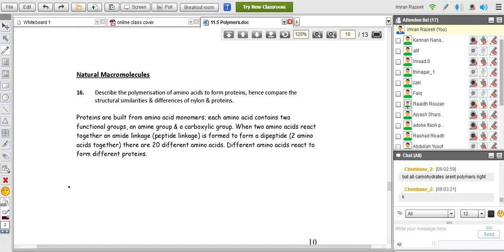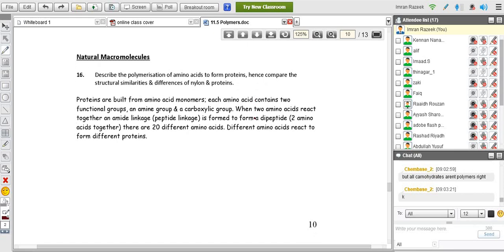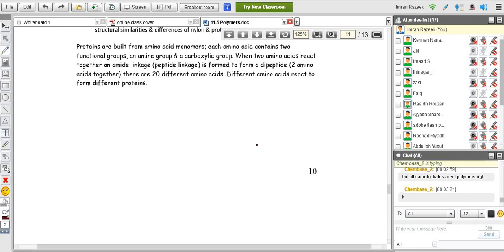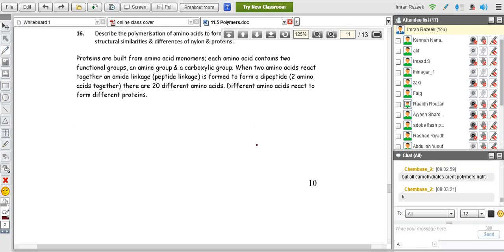Right, let's see how the polymerization of amino acids gives rise to proteins. And we'll compare the structural similarities and differences of nylon and protein. Now proteins are actually condensation polymers, natural polymers, formed by amino acids combined together. Now I'm going to draw an amino acid and show you what its structure looks like. Any amino acid is in fact the building block of the polymer protein, that is, the monomer.